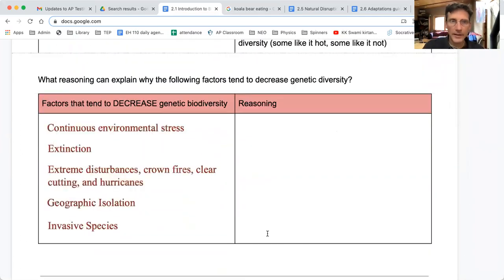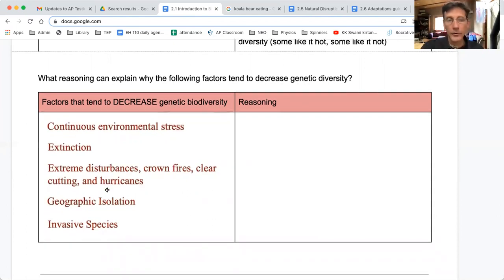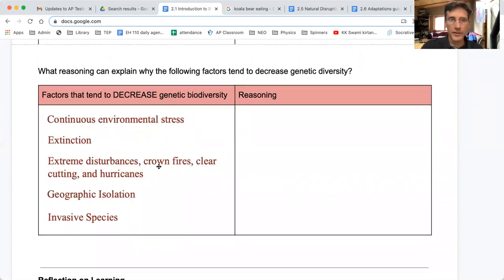I didn't get around to filling in this part here, but this is sort of the opposite of a lot of things we looked at. Extinction is the opposite of evolution. Continuous environmental stress means a lot of populations are being killed off or are losing a majority of their population size from things like climate change or the mega fires that we've been experiencing lately, in California at least. Those are the extreme disturbances, or crown fires as they're sometimes called, because they burn so violently.